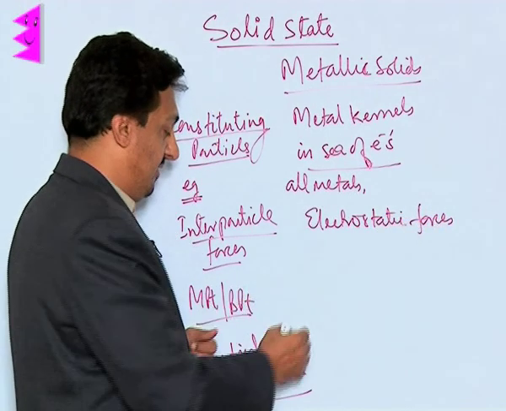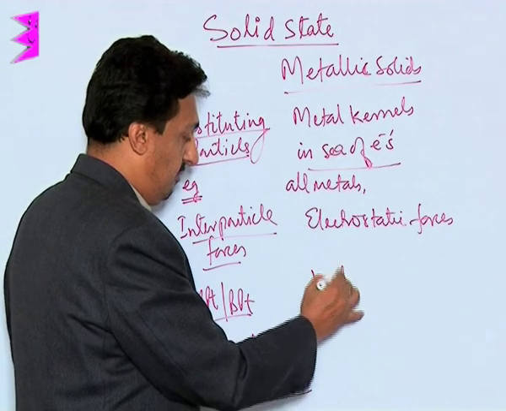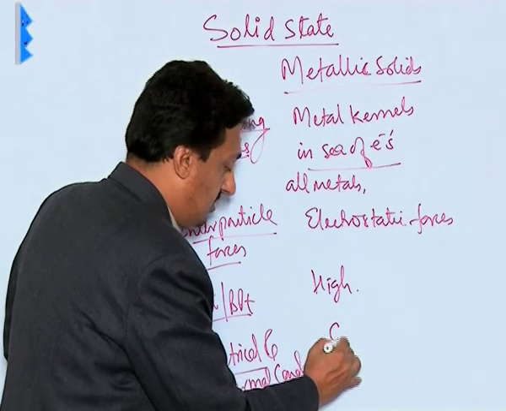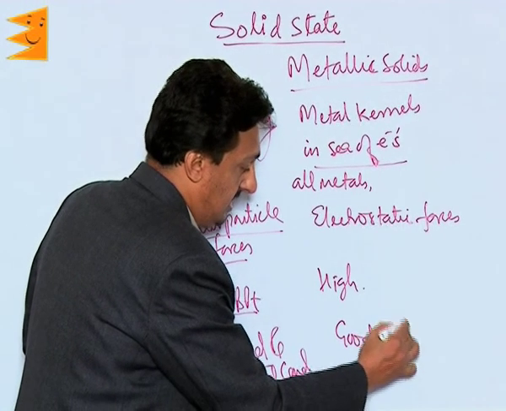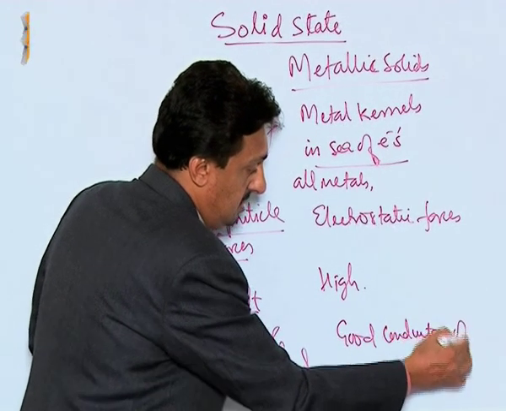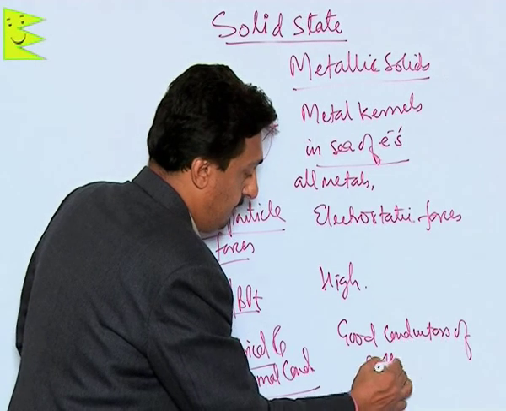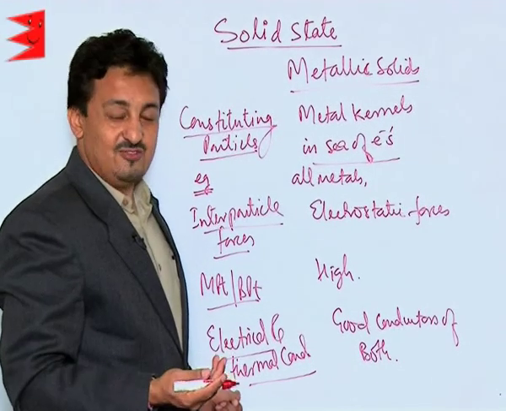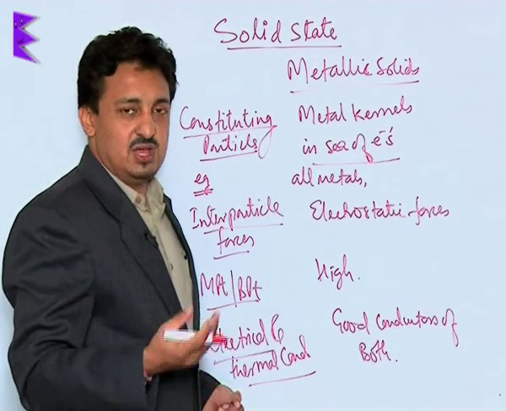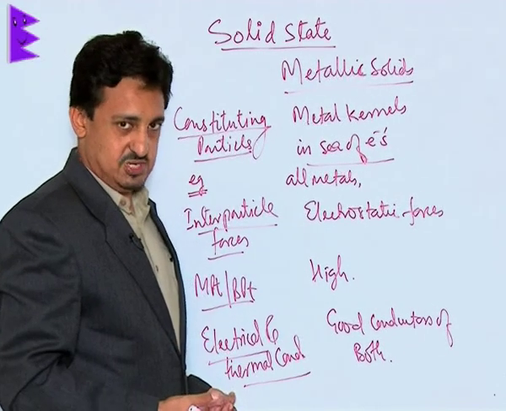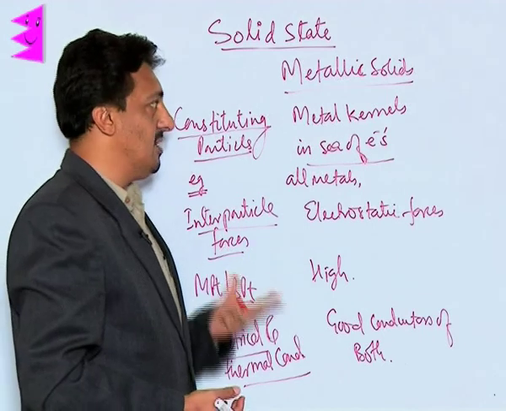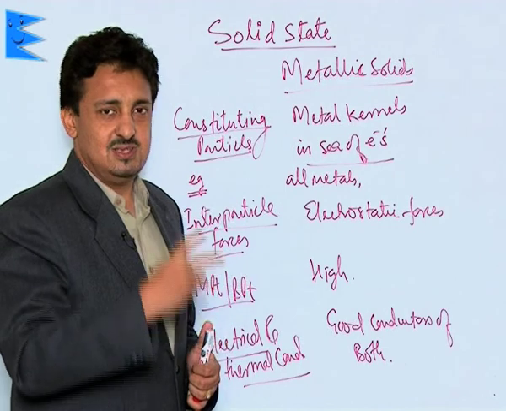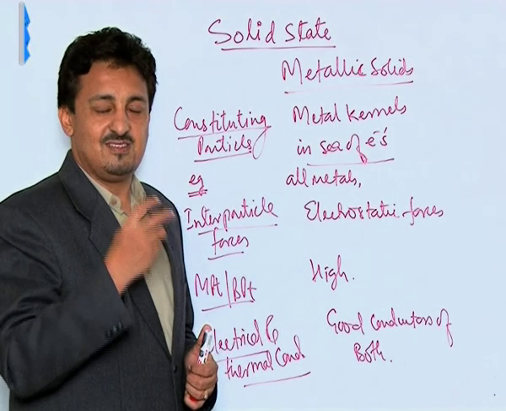And since the forces are very strong, their melting points and boiling points are obviously very high, and they are good conductors of both heat and electricity. The reason is because they have free charges, these free electrons, which are available for their thermal and electrical conduction. So these are your metallic solids, and always keep this in your mind that all metals actually have crystalline structures.